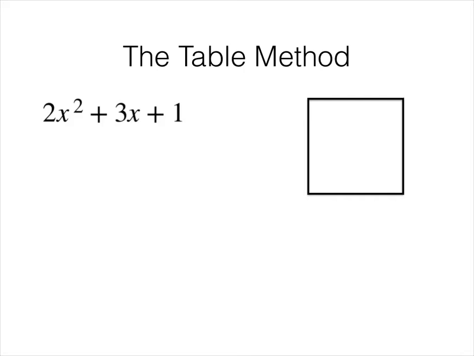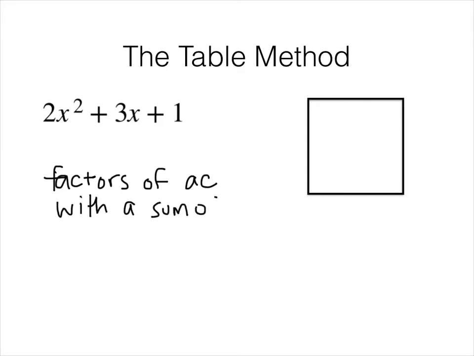So instead of factors of c that add up to b, we are going to find factors of AC with a sum of b. So what is AC? Well, A times C here is 2 times 1. So I want factors of 2 that have a sum of 3. And conveniently, 2 is a prime number. So that's just 1 and 2.